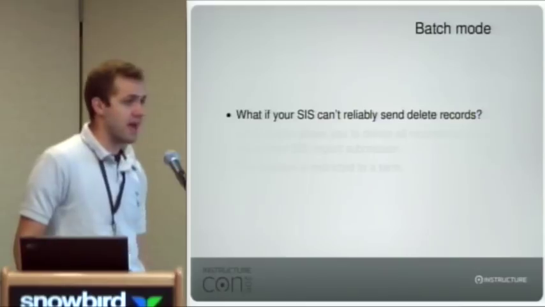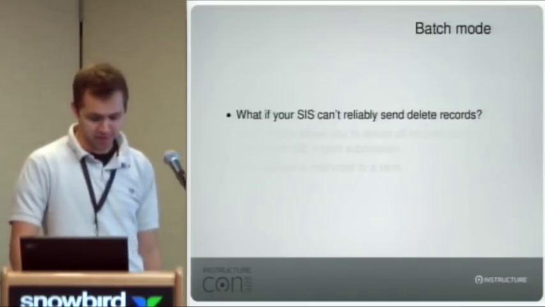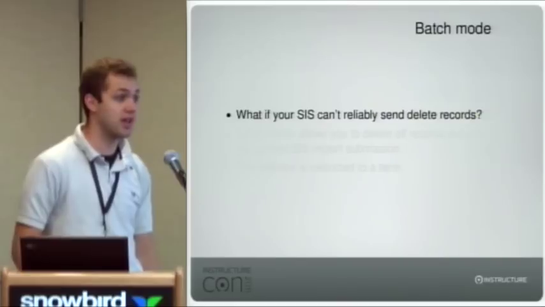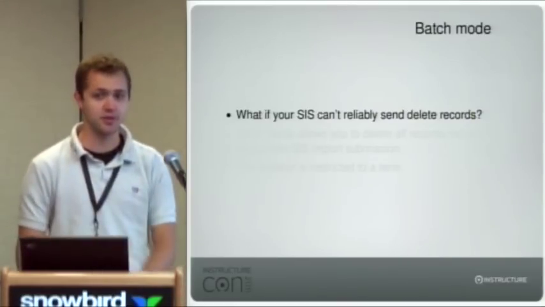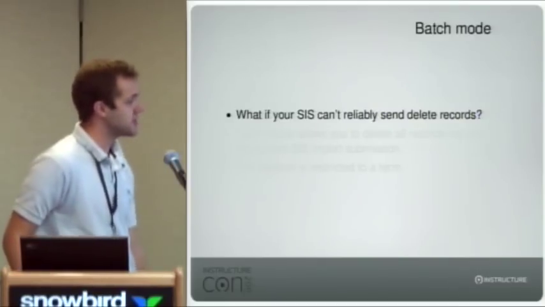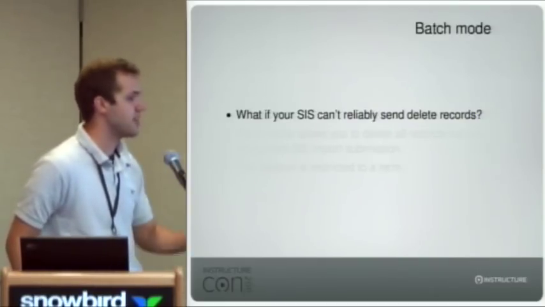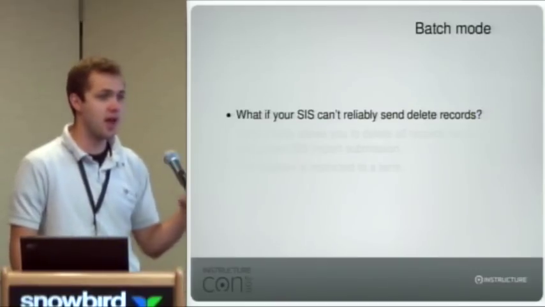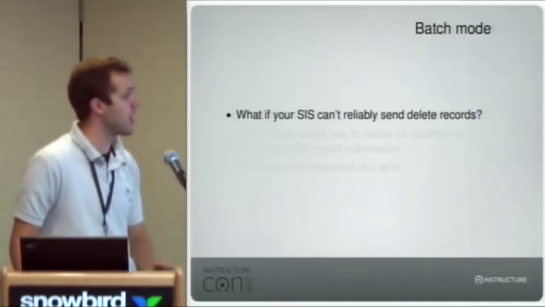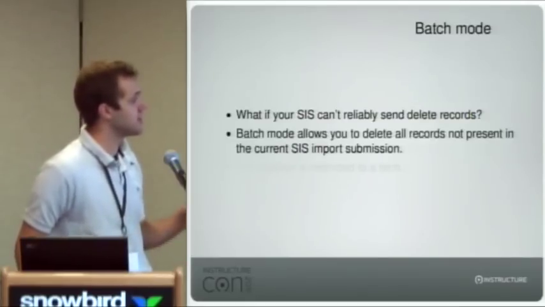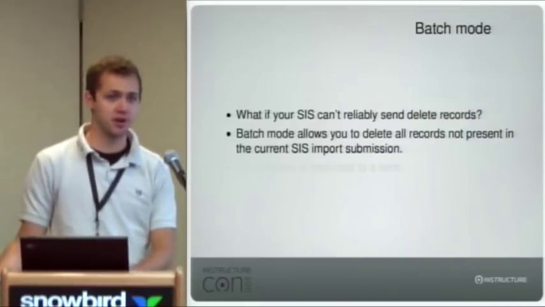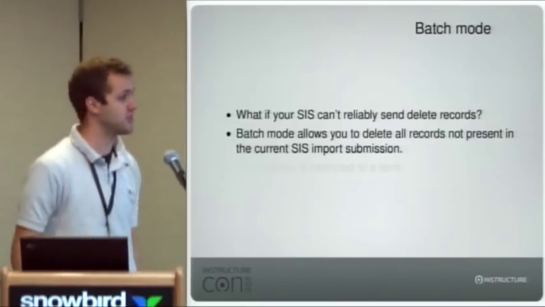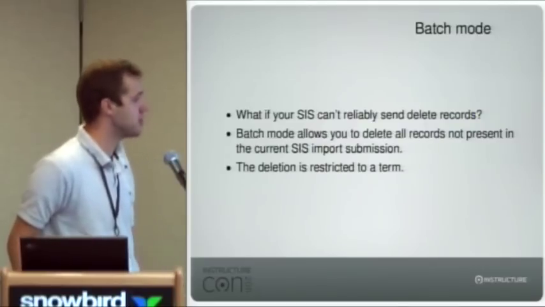There's a few other settings, like we have a batch mode. What happens if your student information system isn't reliably keeping track of what courses are getting deleted, and you want things that have been deleted from your student information system to get deleted out of Canvas? You can mark a SIS import as canonical. You can say that this data for this term is what I want, and I don't want anything else. And so Canvas can go ahead and delete anything that's not currently present in the current SIS import. So you can do a batch export of your current student information system and just mark everything else as deleted. It's restricted to a term for good reasons.